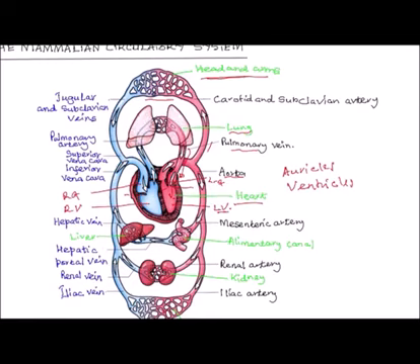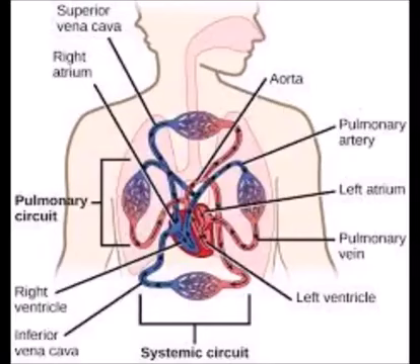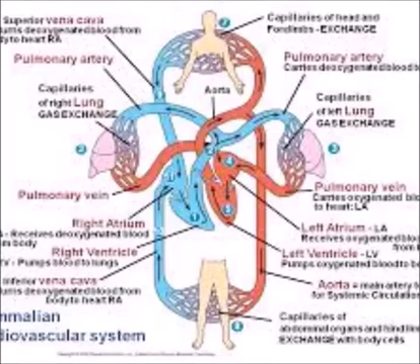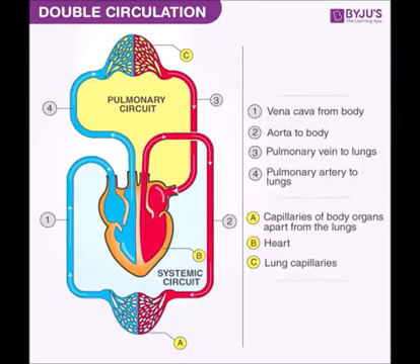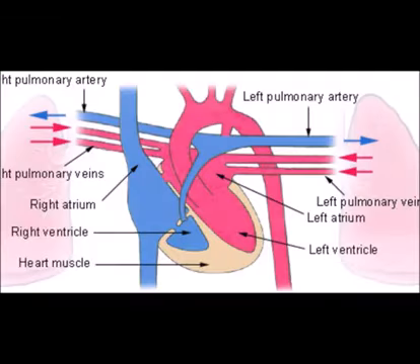Closed-loop system in which the blood is not free in a cavity. The blood is in vessels. That is a closed circulatory system. But where the blood is free in the cavity, that is an open circulatory system. In a closed circulatory system, blood is contained inside blood vessels and circulates unidirectionally, in one direction from the heart around the systemic circulatory route, then returns to the heart again.